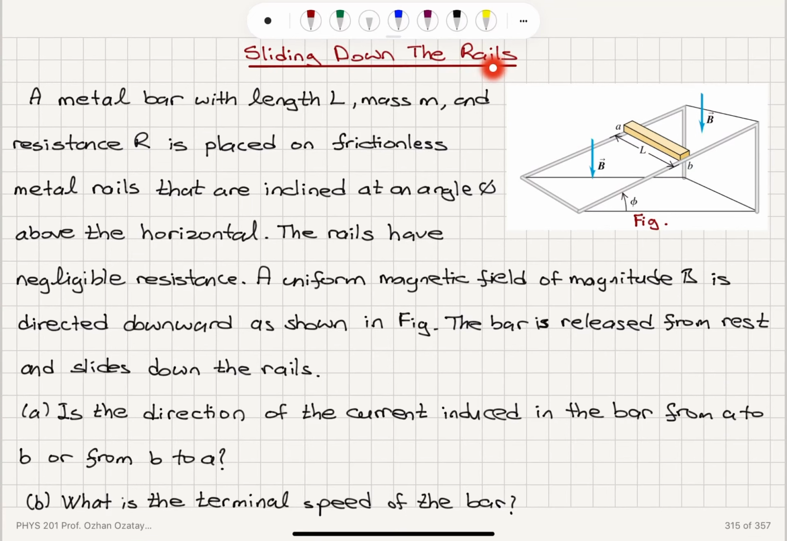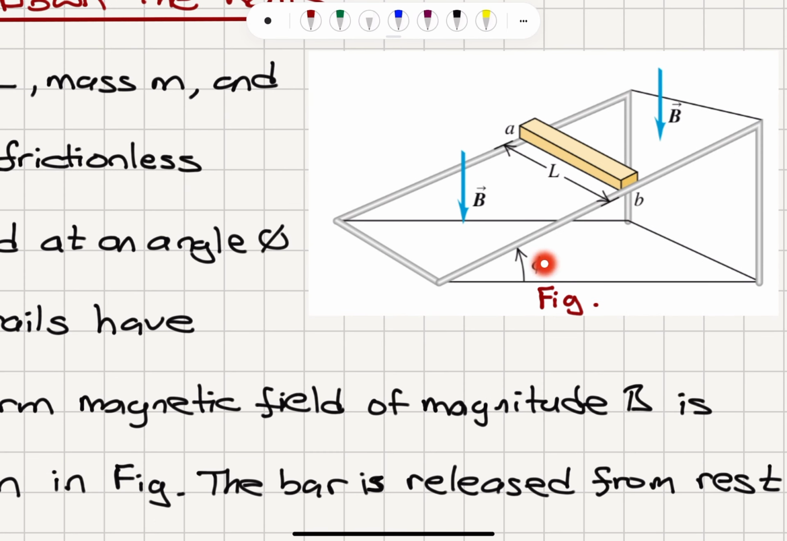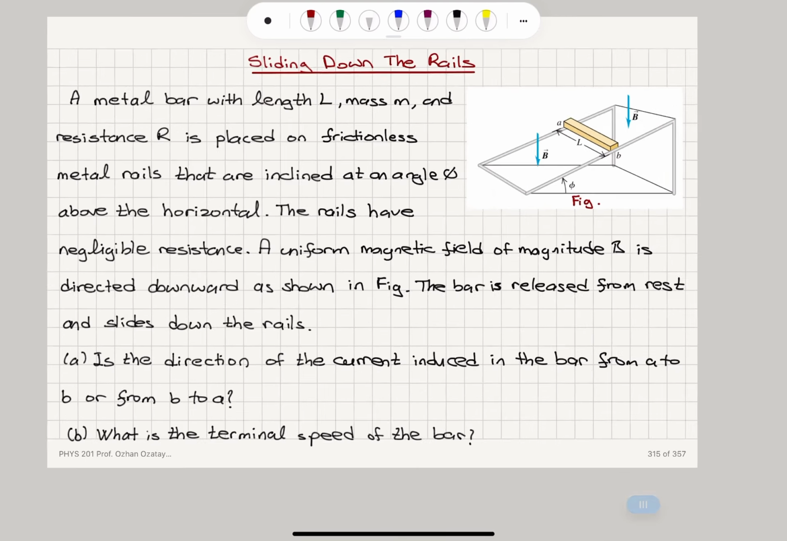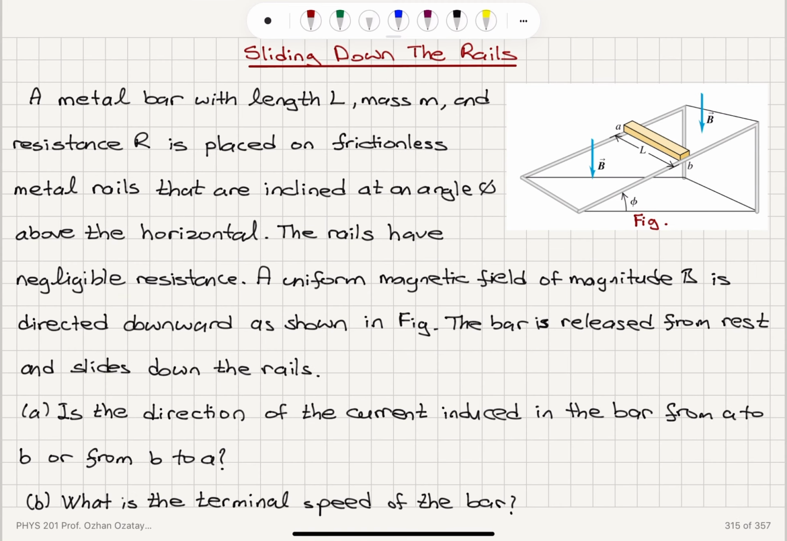Sliding down the rails. A metal bar with length capital L, mass m, and resistance capital R is placed on frictionless metal rails that are inclined at an angle phi above the horizontal. So these are metal rails inclined at an angle phi. Magnetic field is downward. The rails have negligible resistance, so there is only the resistance of this metal bar.